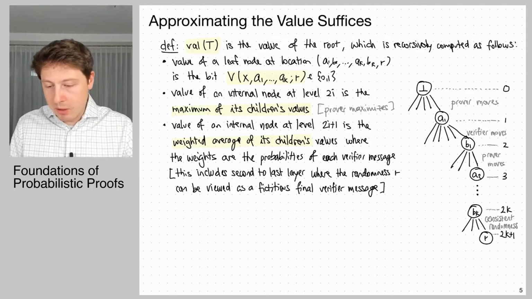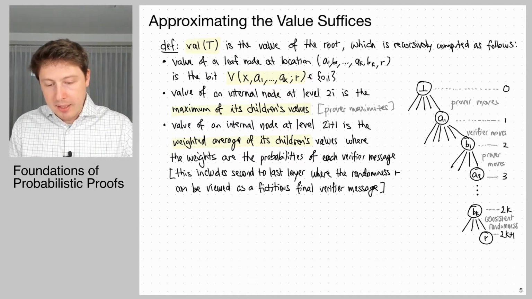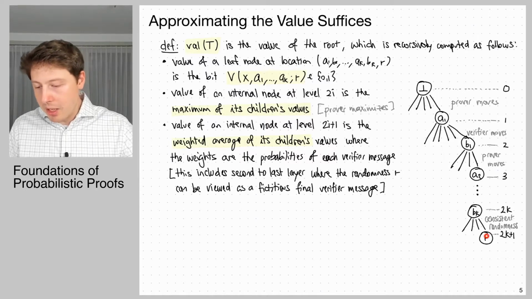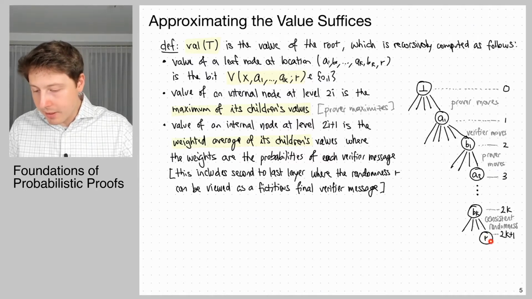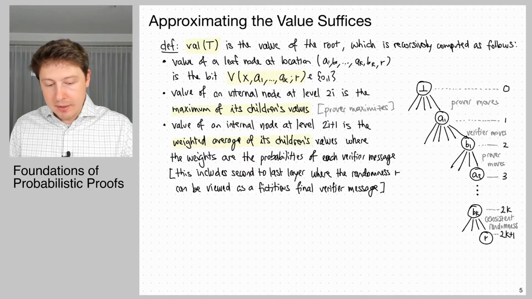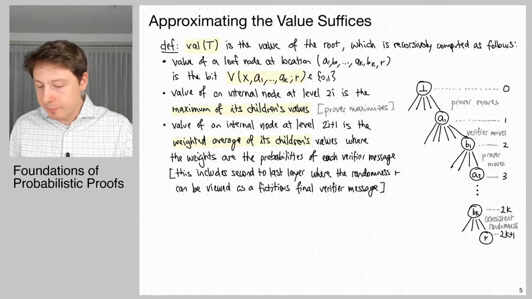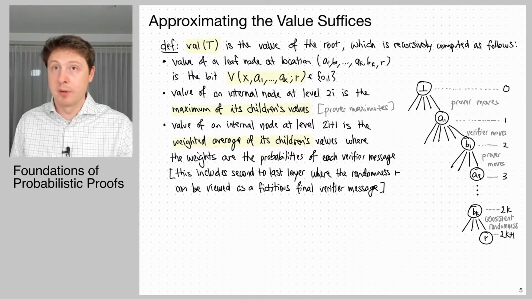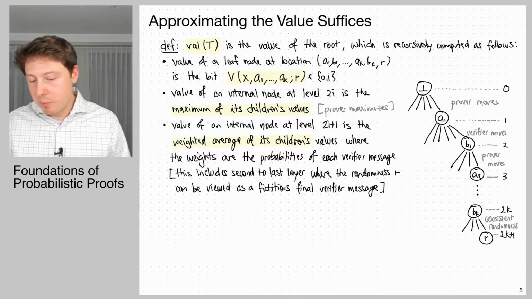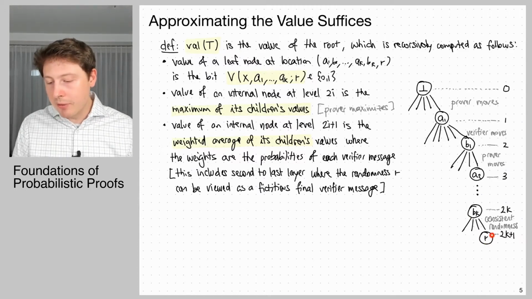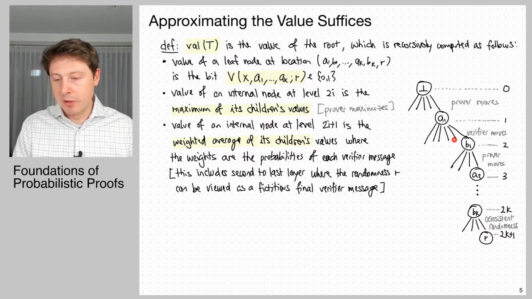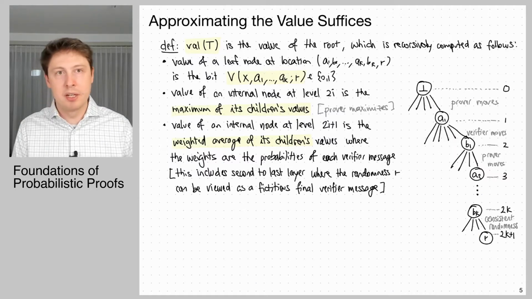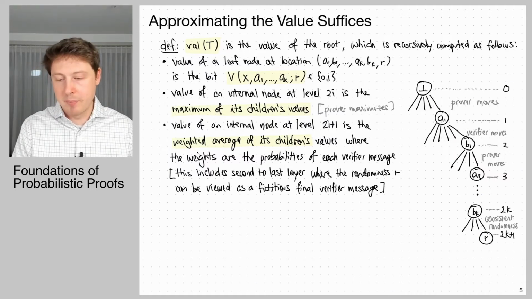Just one small thing, notice that in the last layer, we have to add these randomnesses, and you can think about it as some fictitious final verifier message, and that's why we also get to put it there, right? Now, of course, you're not going to put here a randomness that is not consistent with the things up here, right? So you're going to only put here the randomnesses that are consistent with things that happened so far.